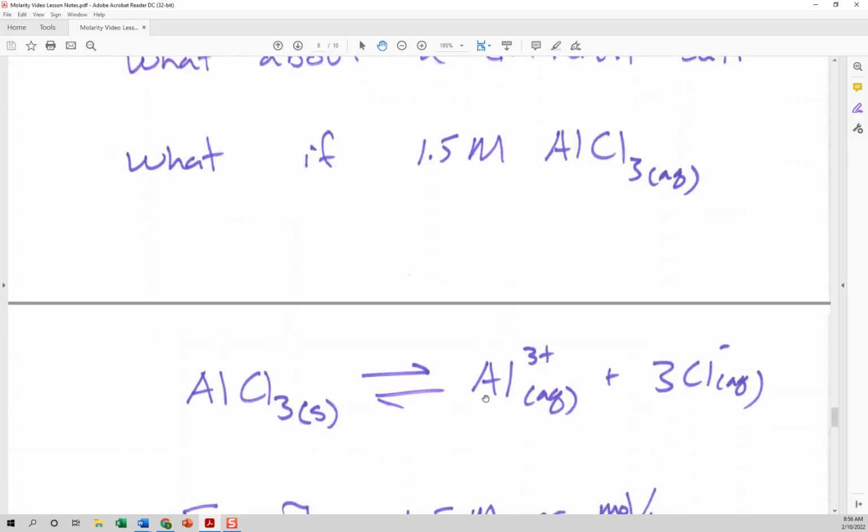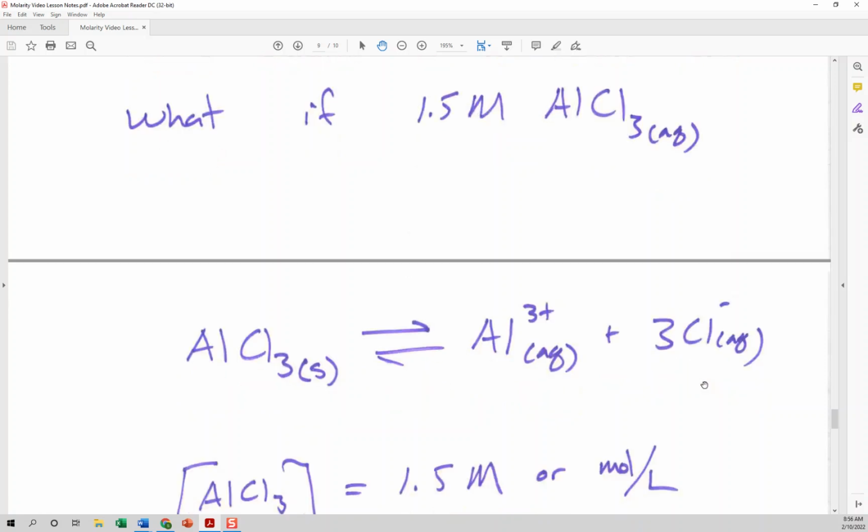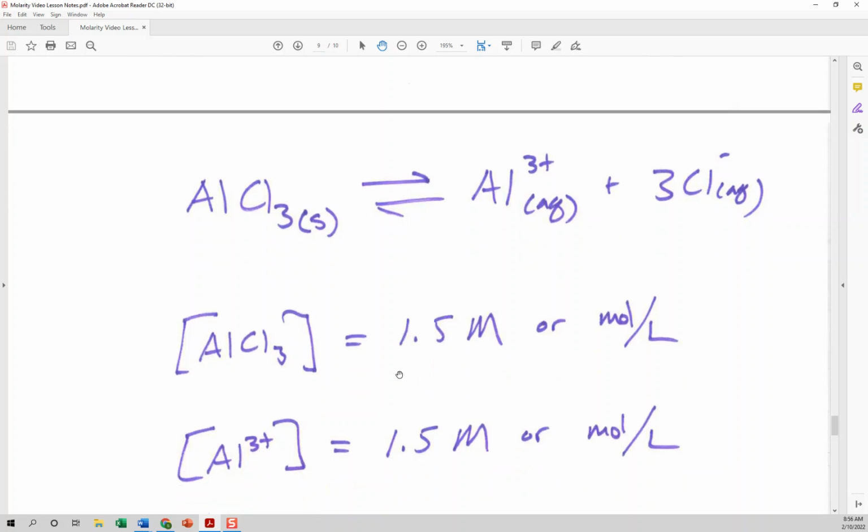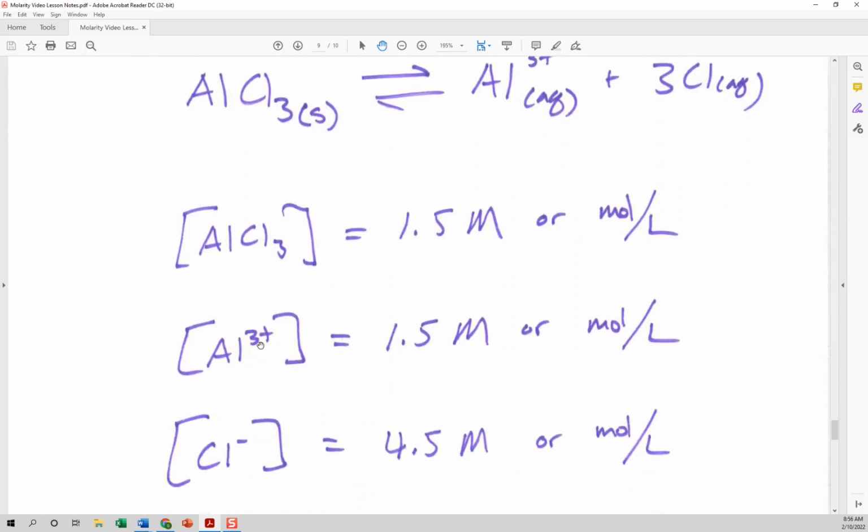interpret this? Okay, well, now if we look at that same equation of that salt dissolving in water, I have aluminum 3 plus, one of them, but I get 3 chlorides. So for every one of these that dissolves, I do get 1 aluminum ion, but I get 3 chloride ions. So I was given the molarity of this compound, of an ionic compound in water, but that means I was also given the molarity of aluminum, and it's the same number because it's a 1-to-1 ratio. But notice the chloride concentration is 3 times that amount.